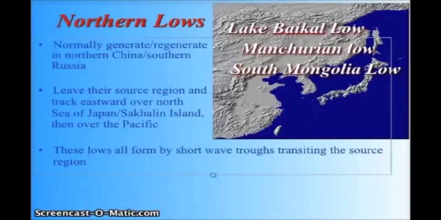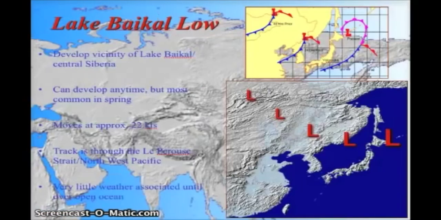So showing the northern lows, though, Lake Baikal, Manchurian, and the South Mongolian Low all normally generate in China and southern Russia and leave their source regions here, and basically all are formed by shortwave troughs transiting the source region. So basically you have a weak low pressure up in Russia, and you have a shortwave trough in the upper level, so that picks it up and starts to move it off towards the west here.